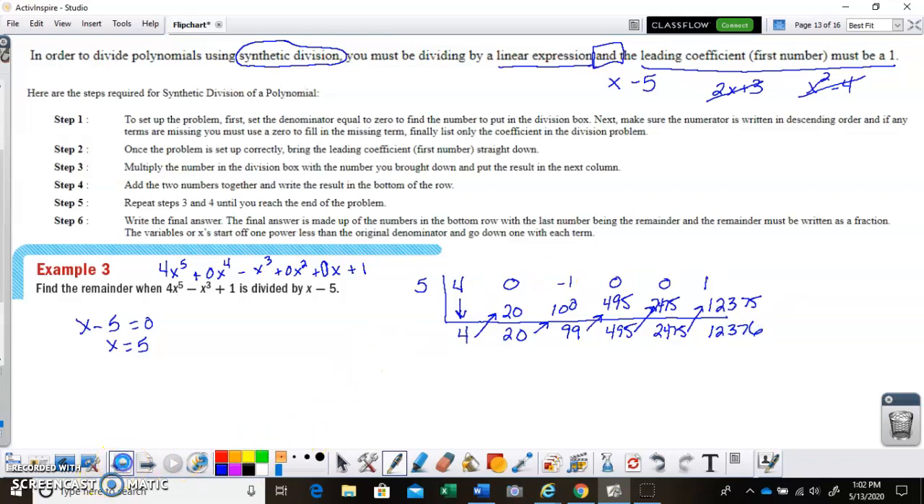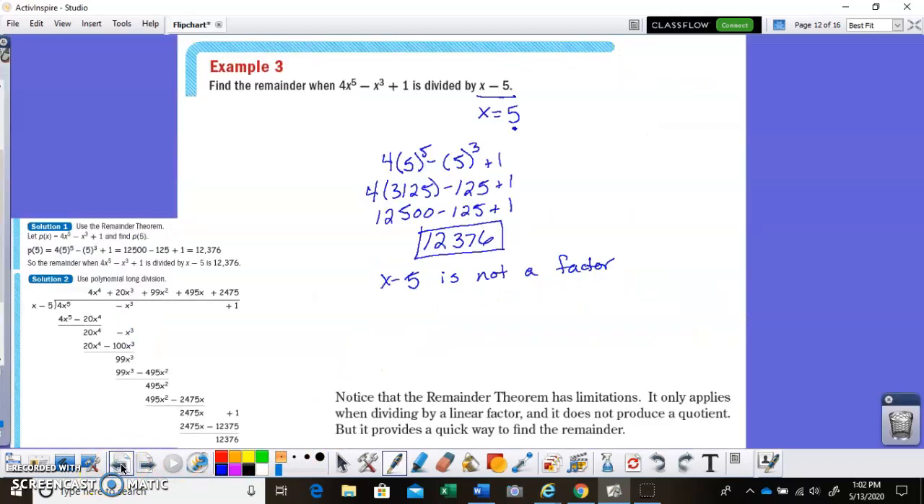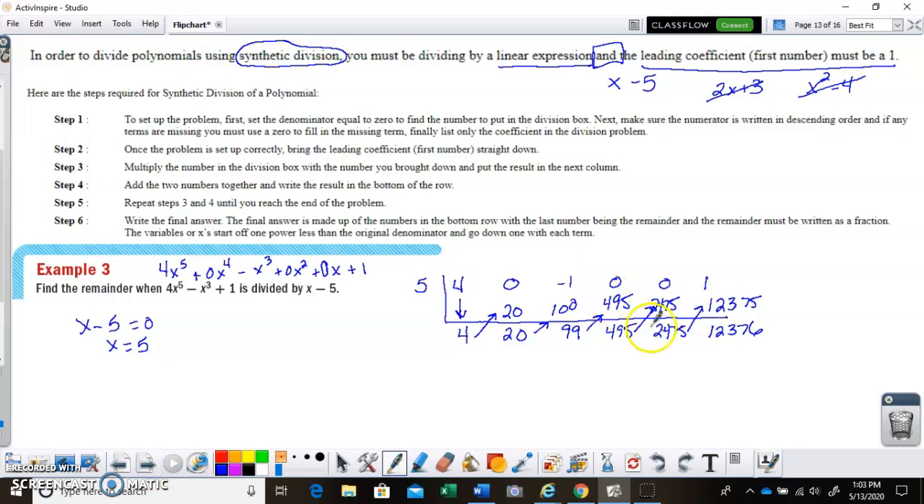Let's go back and look at that example we just did. That example gave us a remainder of 12,376. This number here is actually your remainder.